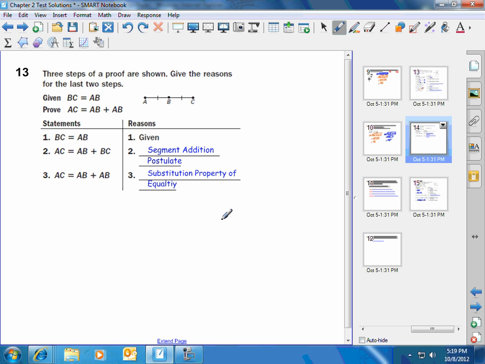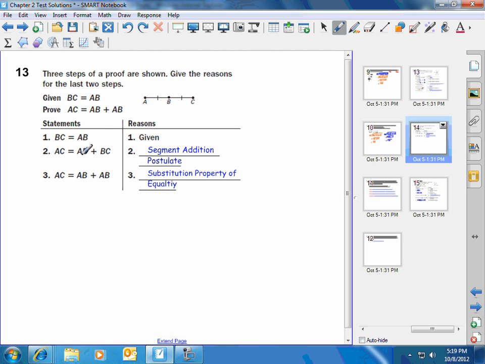All right, and then number 13, 3 steps of a proof are shown. Give the reasons for the last 2 steps. So they're starting with the fact that BC is equal to AB. They're showing that they're congruent. And we're just going to state that with the segment addition postulate, AB plus BC is equal to AC. Again, just kind of stating the obvious so that maybe I can come up with a plan.